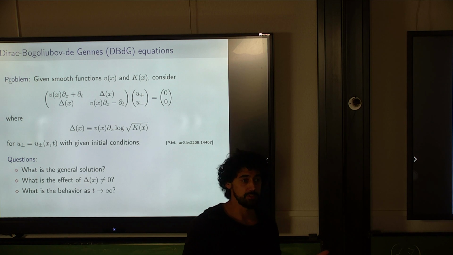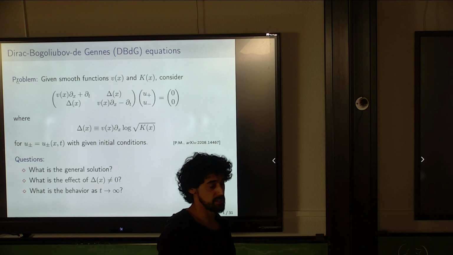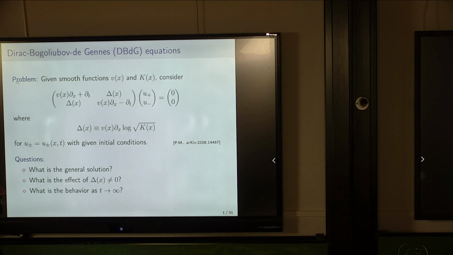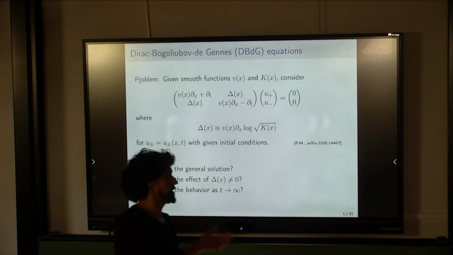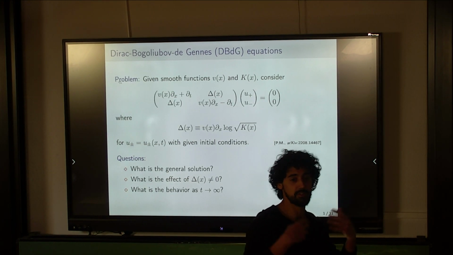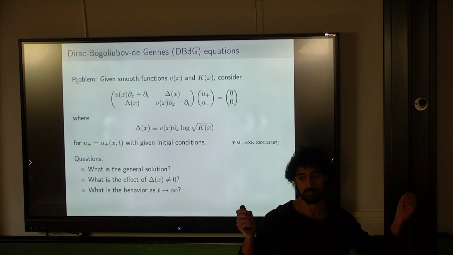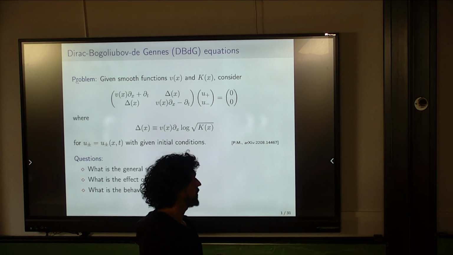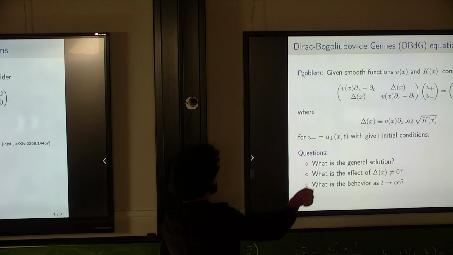Before saying anything else, I could just introduce the equation that will appear. It has appeared on many occasions, but as far as I know, people didn't notice that it appears also in this particular situation. In the setting, there will be two functions, v and k, functions of position. So translation invariance will be broken because things will depend on where you are in the system. Imagine it's a one-dimensional or quasi-one-dimensional system.